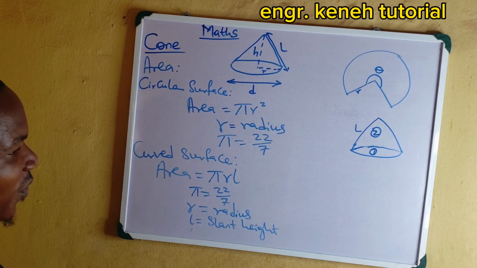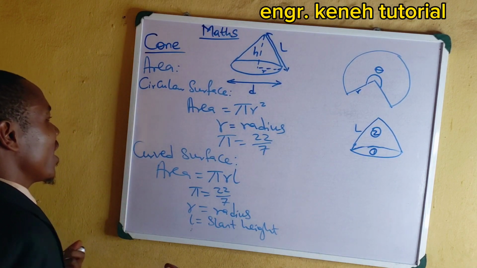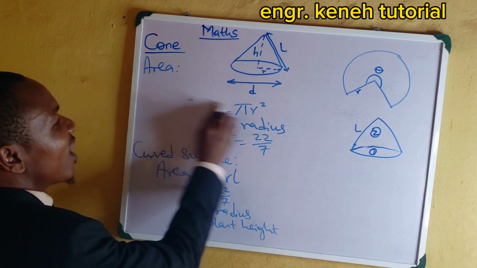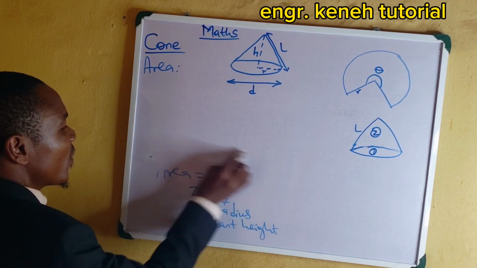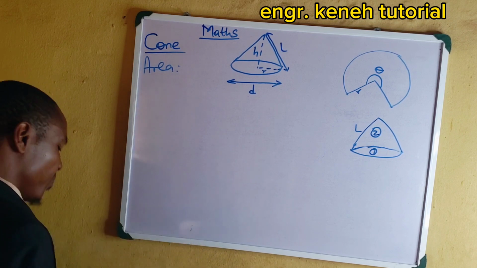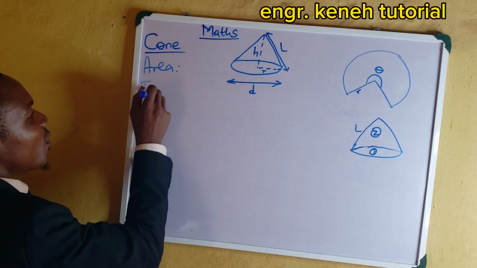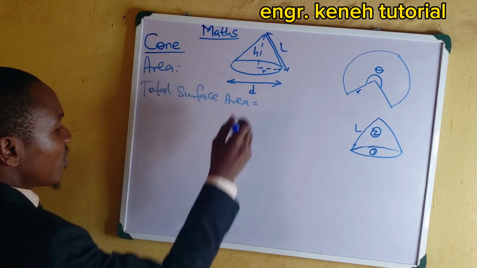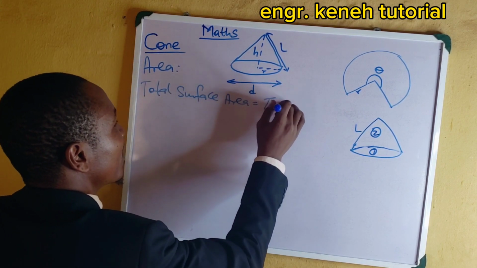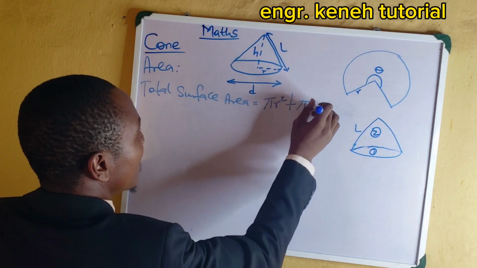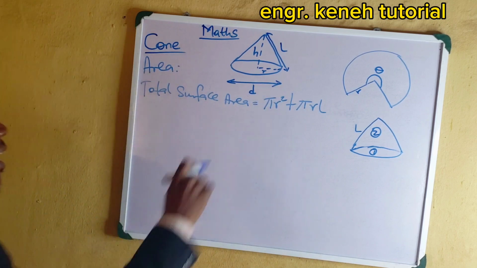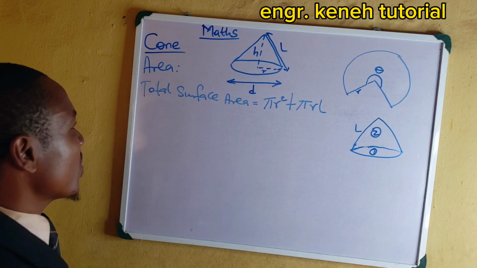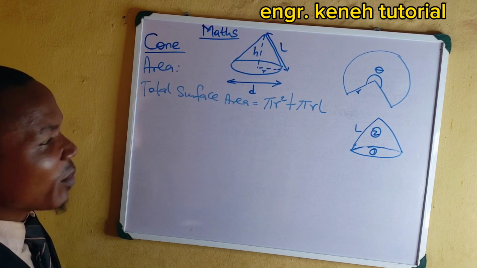Sometimes they may ask you the total surface area. Total surface area means a combination of circular surface and curved surface. If you are asked to find the total surface area of a cone, just add the curved surface area plus the circular surface area. So we have the total surface area of a cone equal to that of circular, which is this one, plus that of curved surface, which is this. When you add them together, it's going to give you the total surface area of a cone. All right, so let's move ahead and solve some examples that will enable you to understand it more.